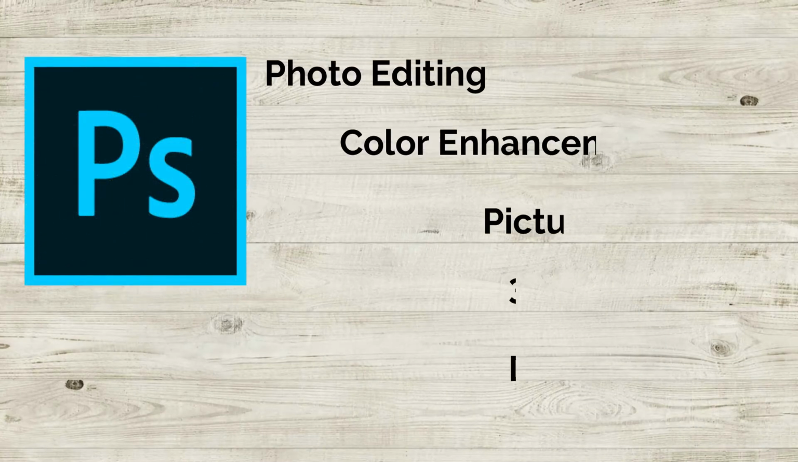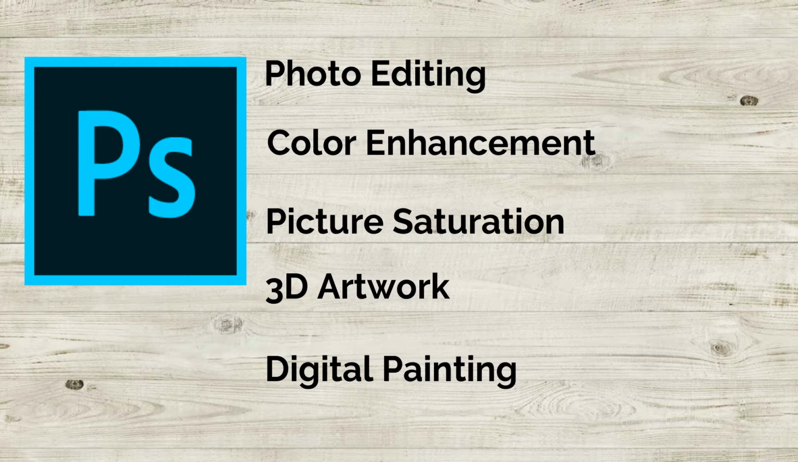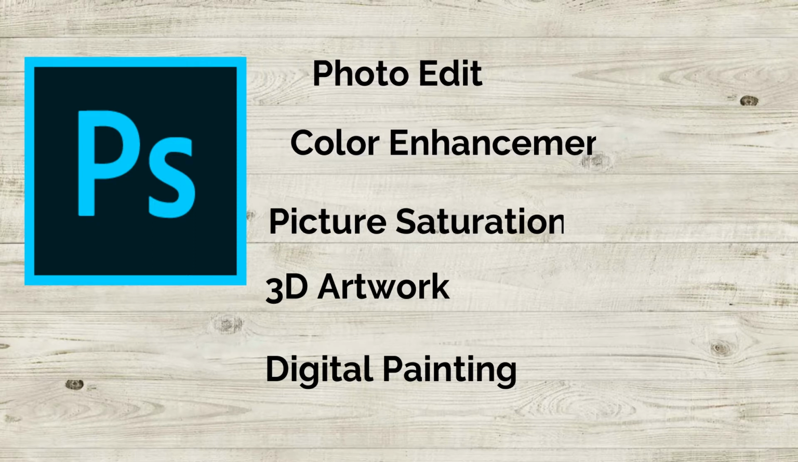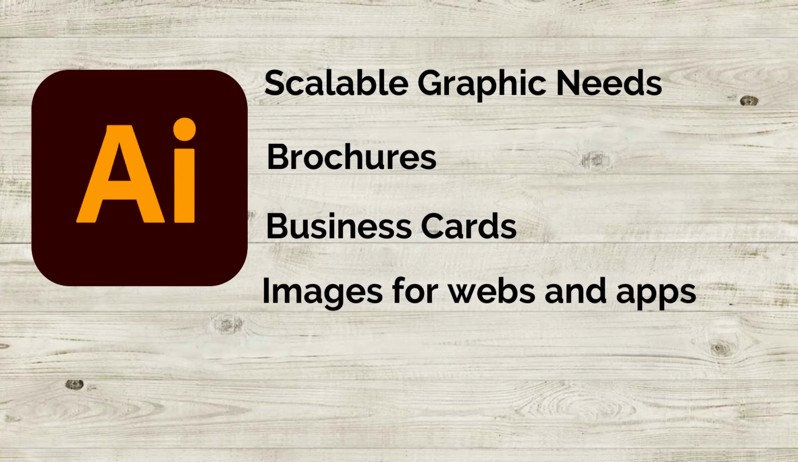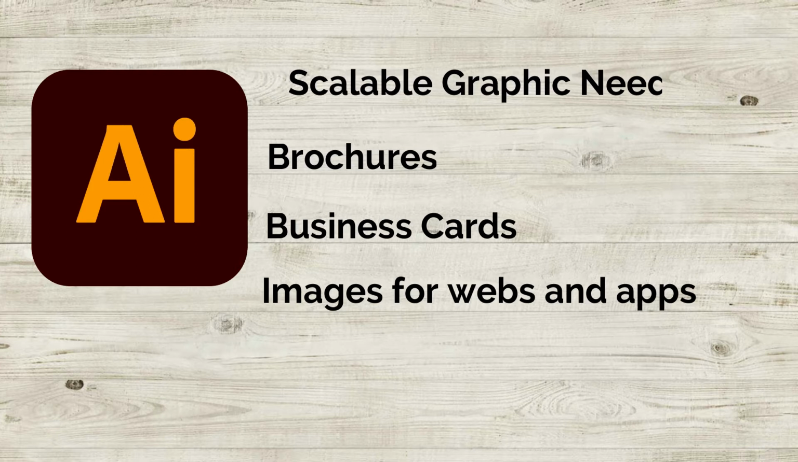Adobe Photoshop is used for editing pictures. Its main function is to edit your photos, enhance color, change picture saturation, create 3D artwork, digital painting, and create beautiful images. While AI, or Adobe Illustrator, is for your scalable graphic designs. AI also creates beautiful images to be used for web and apps.